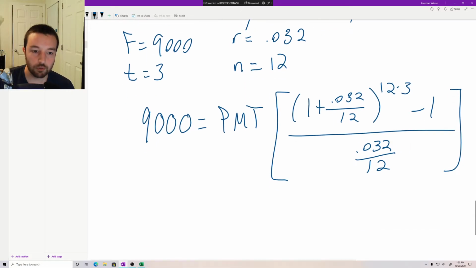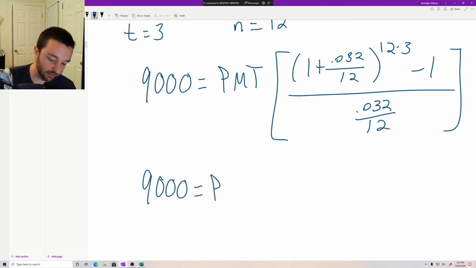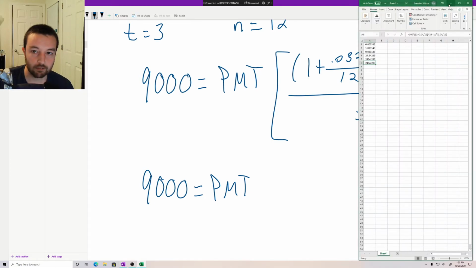So what we should do, we want to get the payment by itself, right? In order to do that, we should divide both sides by this whole thing. In order to make that a little nicer, let's first calculate what this brackets is. So we'll leave this stuff alone for now. And now let's calculate what the number in the brackets is.